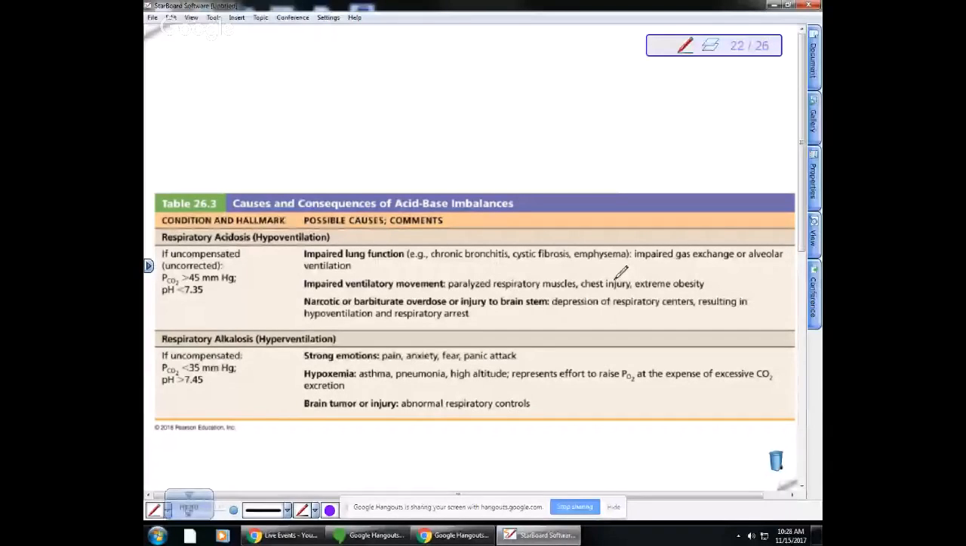And then hyperventilation can be due to strong emotions. It could also be due to if you're having problems breathing, like asthma, pneumonia, or if you're breathing at a high altitude. And then brain tumor or injury can also affect your ability to stop breathing and regulate the pH.